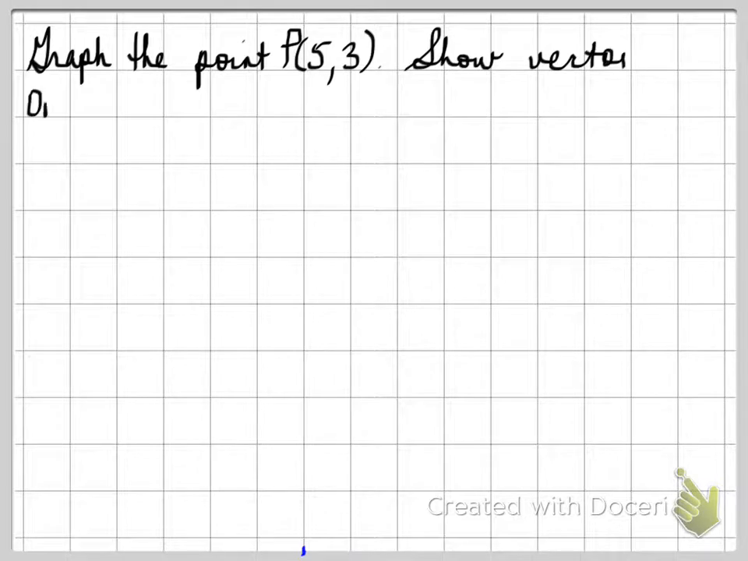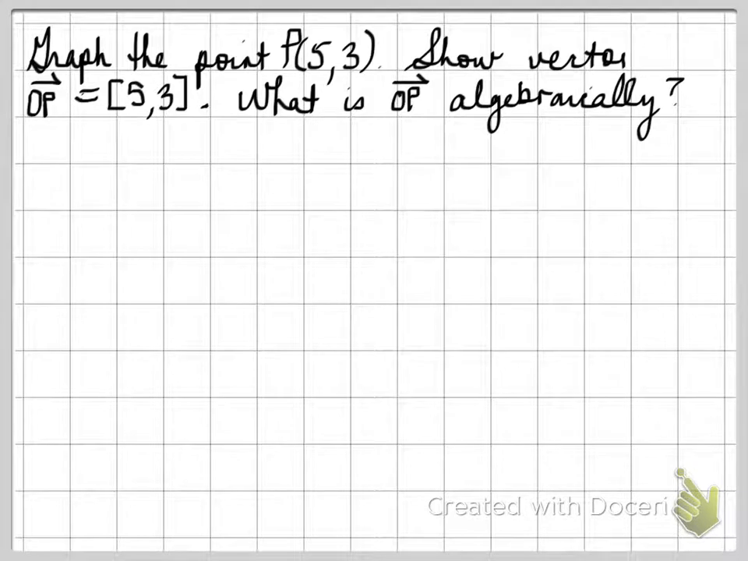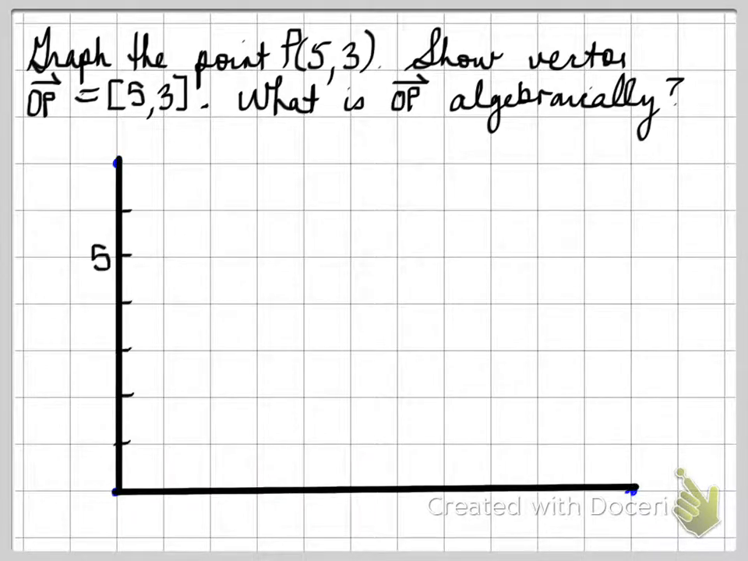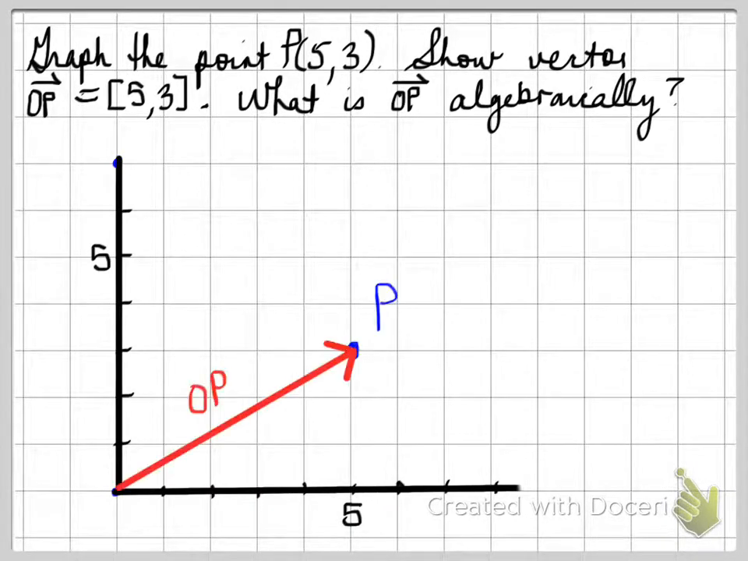First of all, I want you to graph point P(5, 3) and show the vector OP. What is OP algebraically? So geometrically we're going to represent (5, 3) as such. And if you can see here, this is point P. Now, to create vector OP, it goes from the origin straight to P with an arrow with the head at P. Notice the way it's written, OP, the arrowhead is at P. That's the same thing that you will draw here.